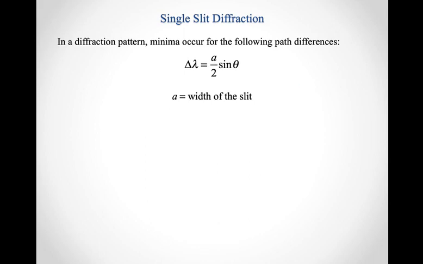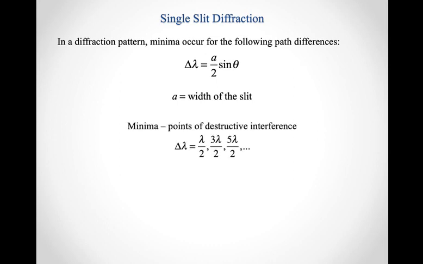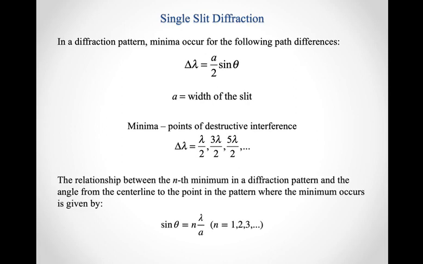now I can think about where the minima occur. So again, I know that the path difference is equal to a over 2, so half the slit width, times the sine of that angle, which tells me how far away from the central point in my pattern I am. Well, I also know that minima occur when that path difference is some integer value plus 1/2 wavelength. So half a wavelength, 1.5 wavelengths, 2.5 wavelengths, and I can plug that in, and what that lets me solve for is an equation that says I can figure out where I'm at in my pattern.